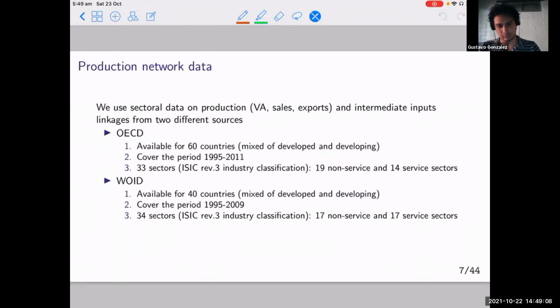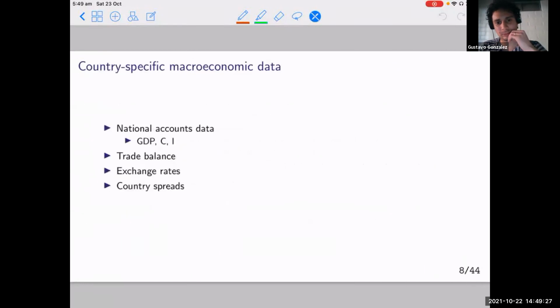We will also have sectoral data for 33 industries from the OECD or World Input Output. We have evidence for both to try to understand what happens to sectoral value added, sales, or exports when we have these commodity price shocks. And then we also have macroeconomic data to control for exchange rates, spreads, financial factors, trade balances, etc.